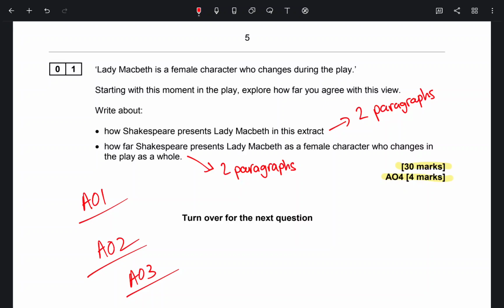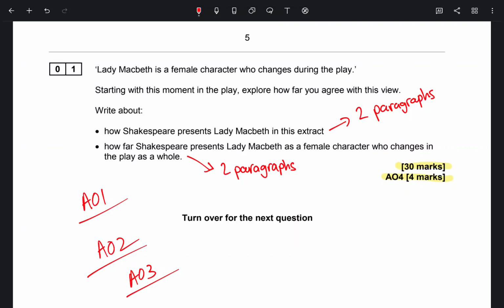AO2 is the analysis of the writer's methods with subject terminology used judiciously. Exploration of effects of writer's methods, techniques on the reader. So what does this mean? It means you discuss the writer and what he or she has done and how we respond. You must use quotations to support this. Very important. You'll be surprised the number of students who forget to support this with quotations.